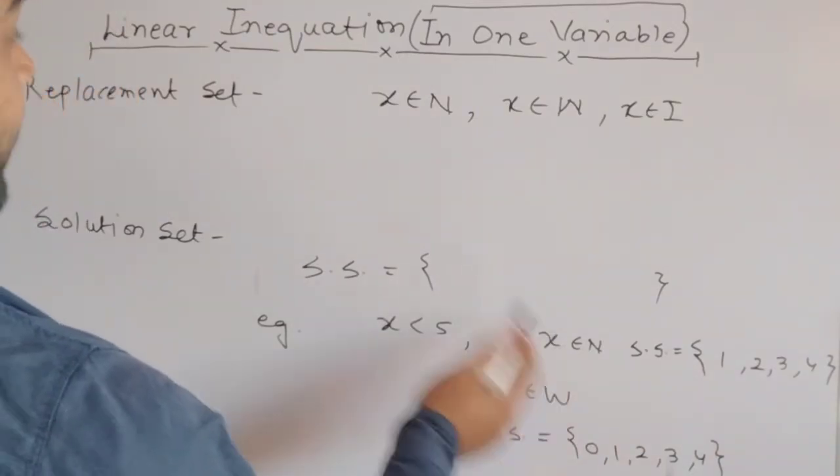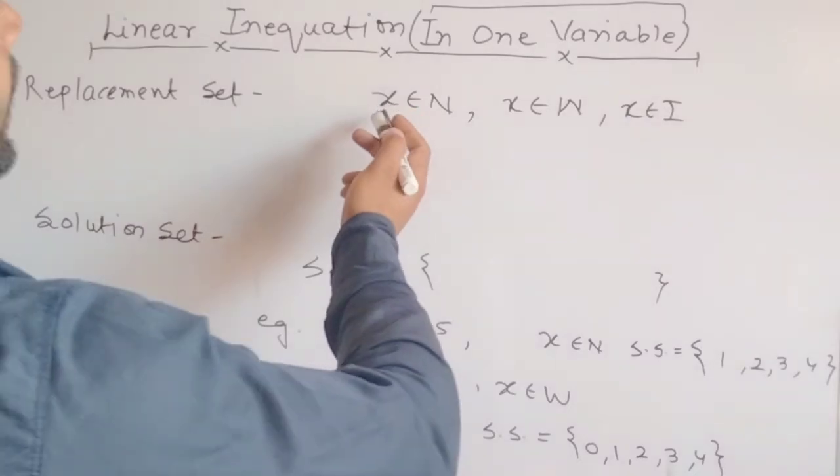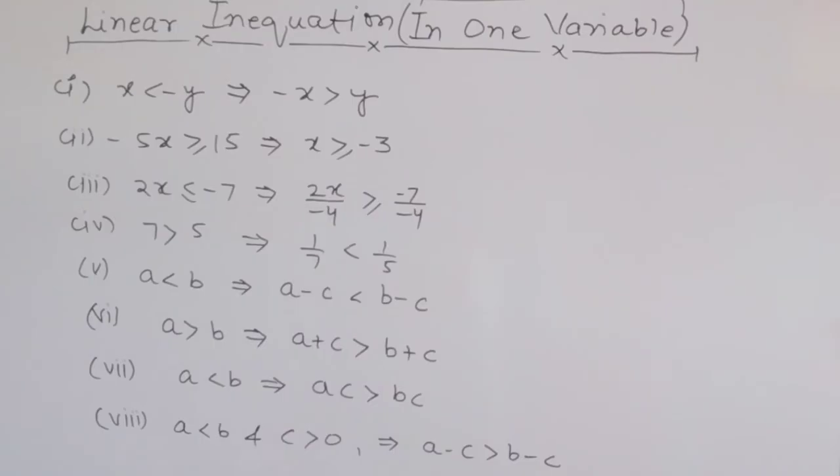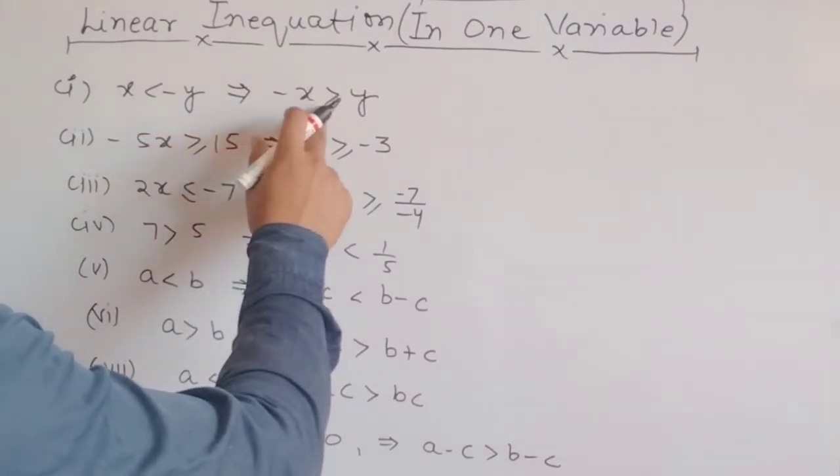So the replacement set only tells us from where we have to take values of x. Here are some statements and we have to mark them true or false. The first statement is saying x less than minus y implies minus x greater than minus y.